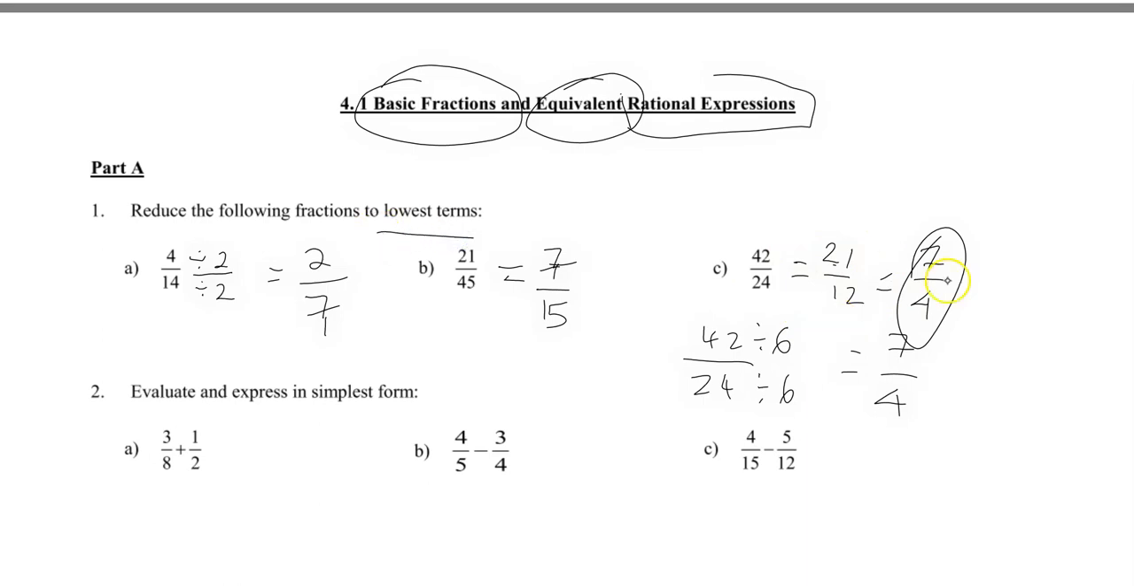Lowest terms means that when you've got this fraction, there's nothing that goes into both of these. There's no common factor. Whereas here, it's not lowest terms, because both of these are divisible by 3.